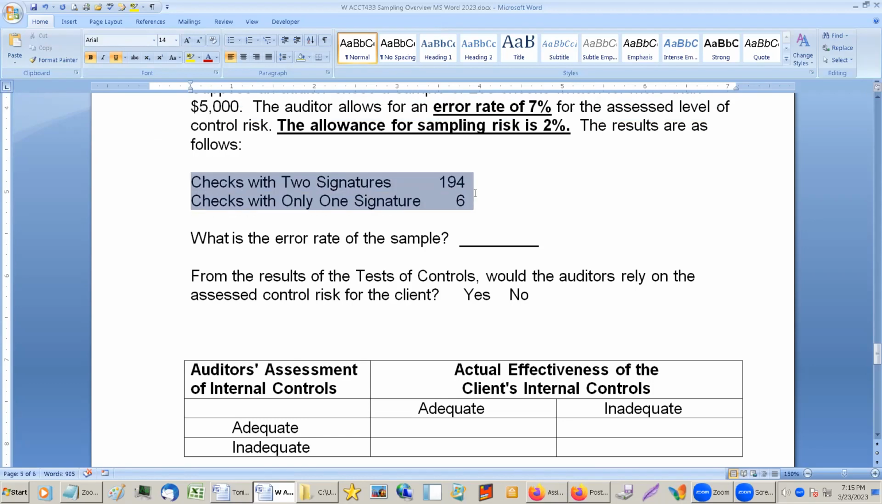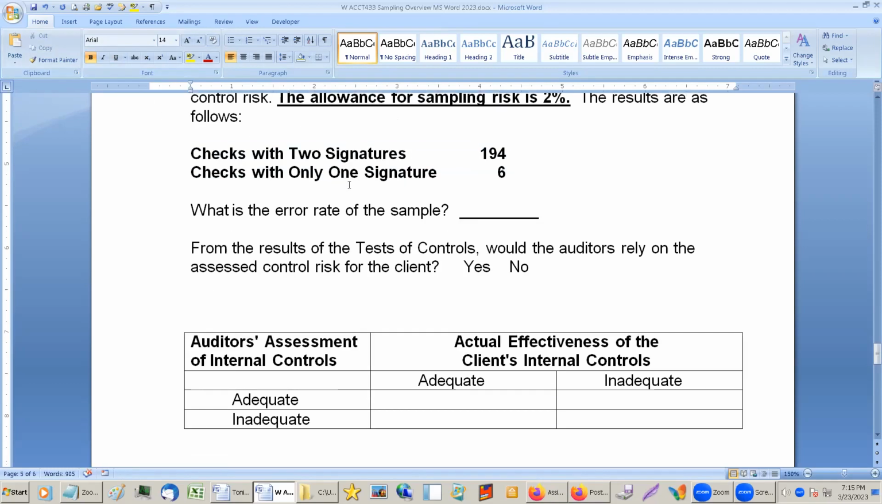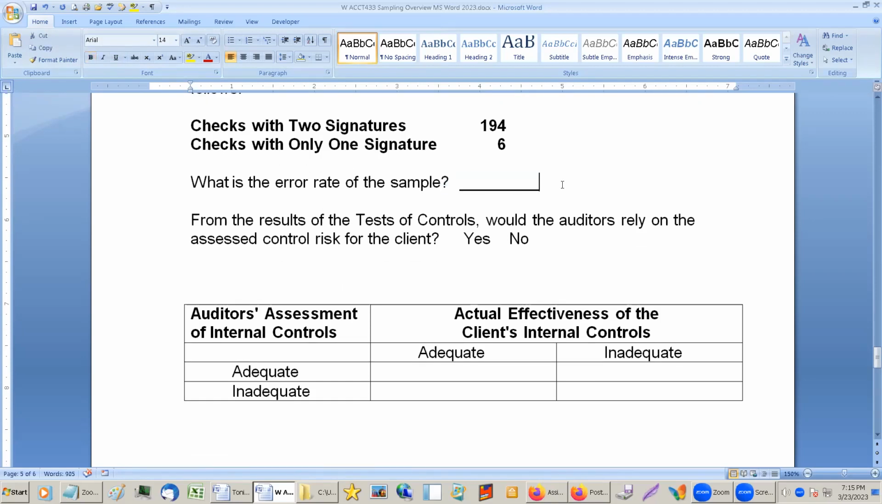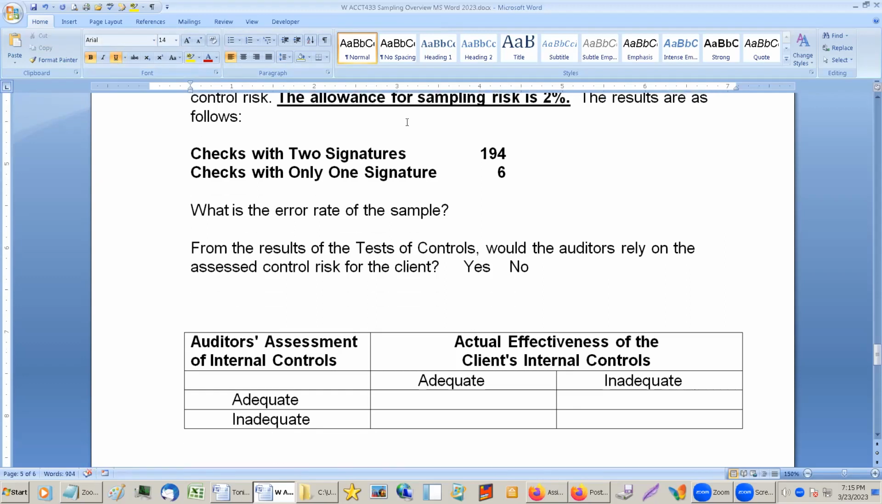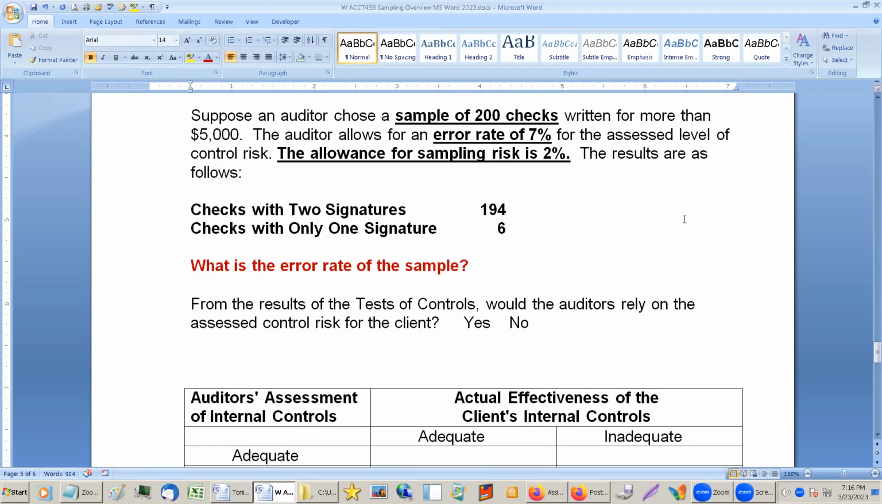Okay, so they take 200 checks. 194 of them are okay, 6 of them are not okay. So what is the error rate? So I've got 200 checks. 194 of them are okay. 6 of those are not okay. They only have 1 signature on them. So what is the error rate of our sample? Anyone? You can put it in chat if you want.